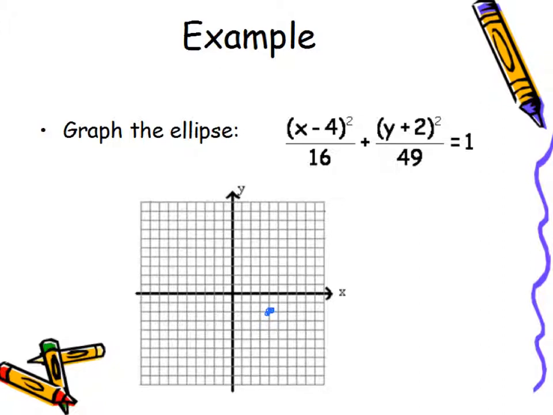And then I look at my denominators. So underneath the x is a 16. So that means I'm going to be going left and right 4 to create the ellipse. And then underneath the y is a 49, so I'll go up and down 7. And with those 4 points, let's go ahead and draw our ellipse.